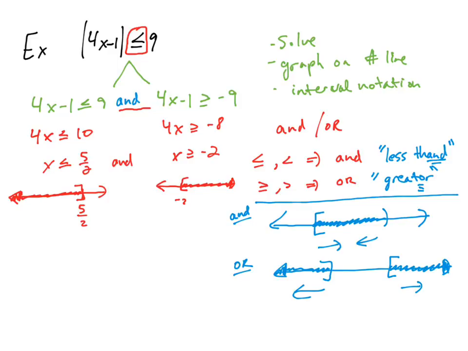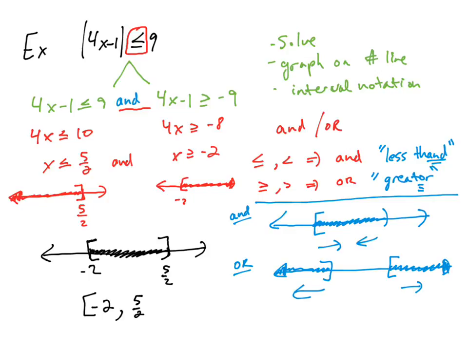the graph is going to converge. It's going to come together. So writing both of these graphs on a single number line, we're going to say bracket on -2, bracket on 5/2, and we're going to shade in between. And then once we have the graph, it's really easy to then write interval notation. So these are the solutions, and then here's the number line, and here's the interval notation of the solution.